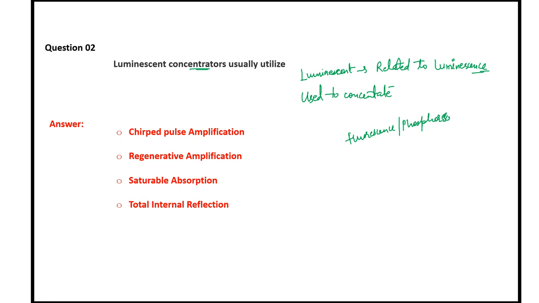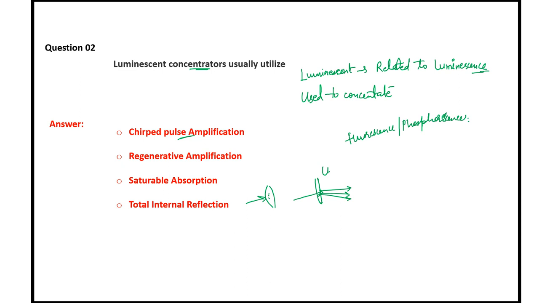Basically, these topics we have covered earlier. Chirp pulse amplification was part of the week 6 module, in which we studied what a chirp pulse is. Normally, if you incident a very high intensity beam of light on any system with a refractive index, suddenly because of the high intensity, the light is split into various components. This is called chirping.